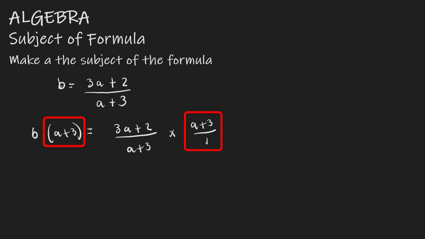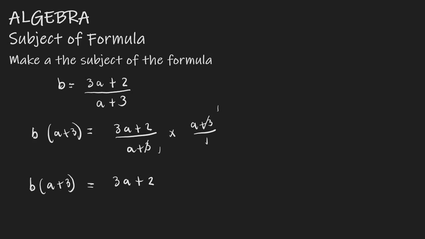I notice on my right-hand side that I have a plus 3 in my numerator and a plus 3 in my denominator. The two of them will divide into each other. So I'm left with b times a plus 3 is equal to 3a plus 2. I will be using the distributive property to expand my left-hand side of my equation. So b times a, that is equal to ab or ba, whichever you like, plus b times 3, that is equal to 3b, and that is equal to 3a plus 2.